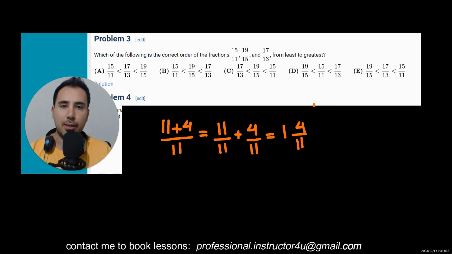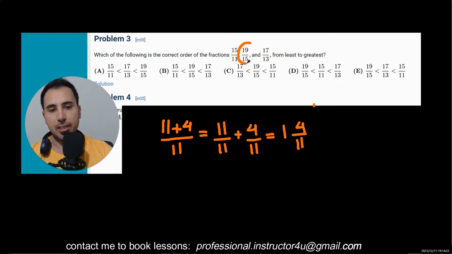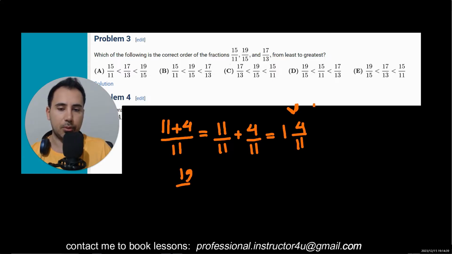Okay, you don't like this way? However you're comfortable, however you learned at school, just turn this into a mixed number like that. You don't have to follow my way. If you do that for all of them, the next one will be 1, 4 over 15, from 19 over 15. And the last one you tell me is 1, 4 over 13.